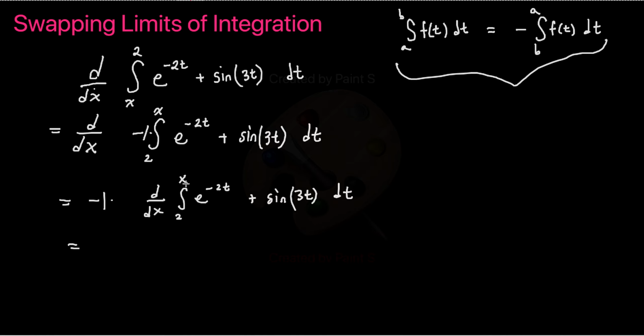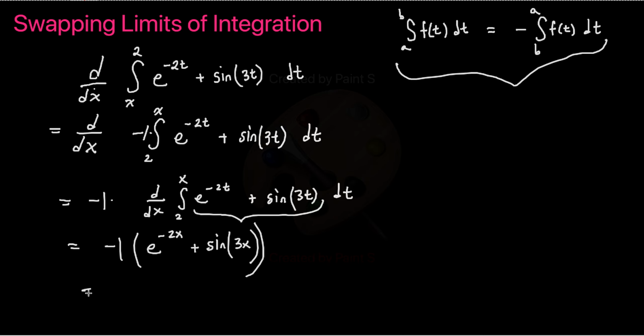Now it's clearer, because I just apply the fundamental theorem right here, where the derivative of the accumulation function is just what you get if I plug the x into the integrand. This is called the integrand here. So it's going to be negative 1 times e to the negative 2x, right? Instead of writing t, I just write the x. Plus sine 3x. And then you could distribute the negative 1 to get negative e to the negative 2x minus sine of 3x. And then you're done.